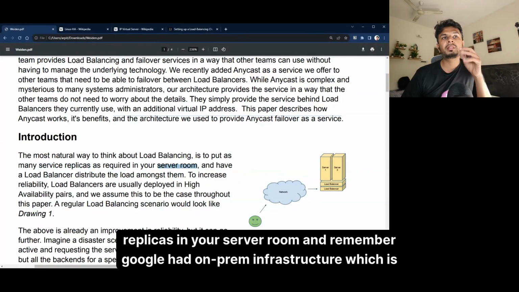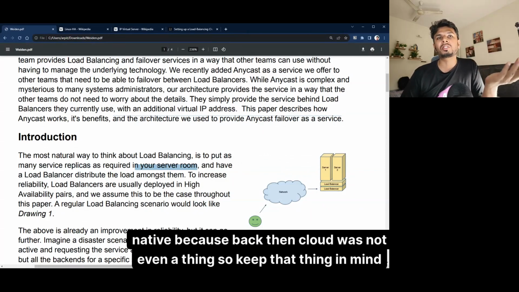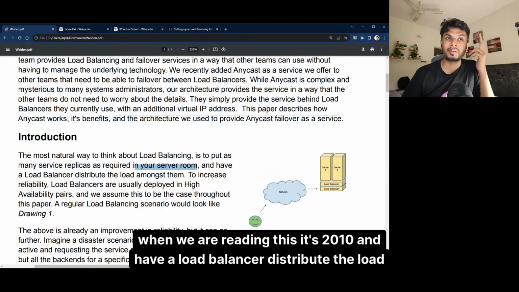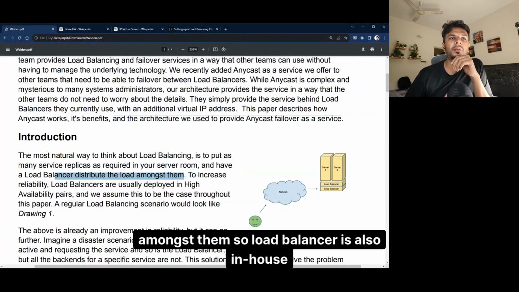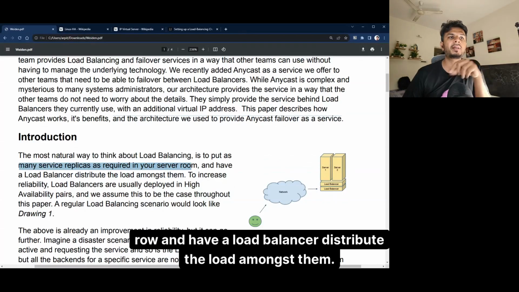And remember, Google had on-prem infrastructure, which is why they said in your server room. So they are not assuming you're cloud native, because back then cloud was not even a thing. So keep that in mind when we are reading this. It's 2010. And have a load balancer distribute the load amongst them. So the load balancer is also in-house. So what it says about load balancing: many service replicas required in your server room, and have a load balancer distribute the load amongst them.